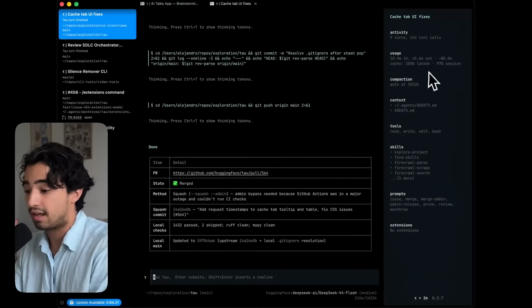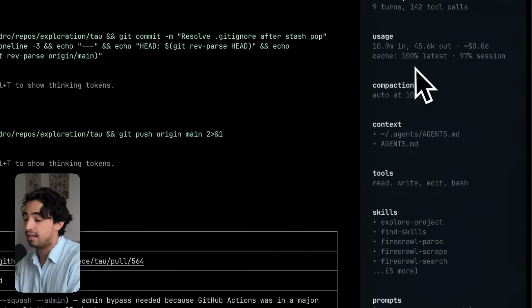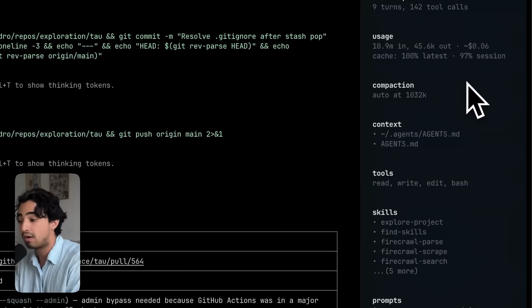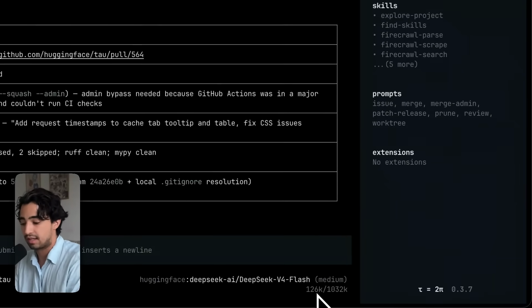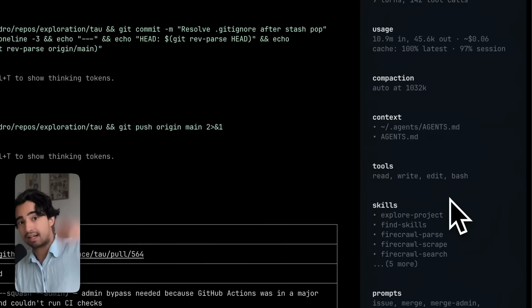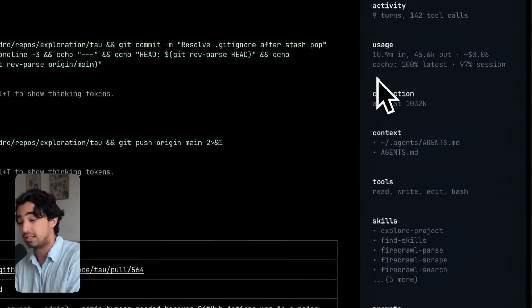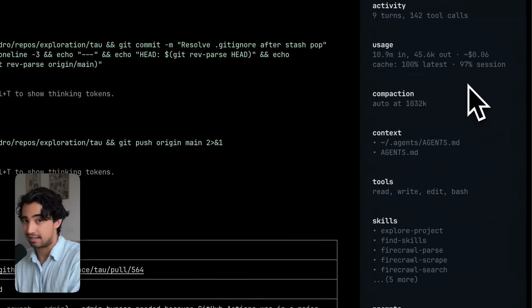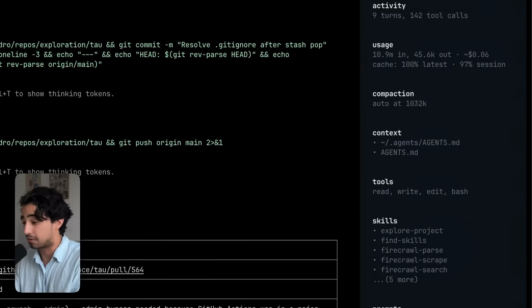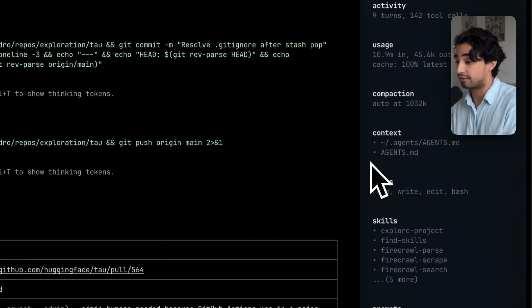And as you can see right here in the sidebar, we have the cache hit for the latest request and the cache hit in the entire session. So how much you have hit the cache. So here, as you can see, we have exchanged 10.9 million tokens with the LLM, okay? We have only a 126K context window, but of course, since that goes back and forth, remember, on every turn, we have exchanged 10.9 million tokens, which is just ridiculous. And that has cost me 6 cents. I have no words. This is literally basically free.